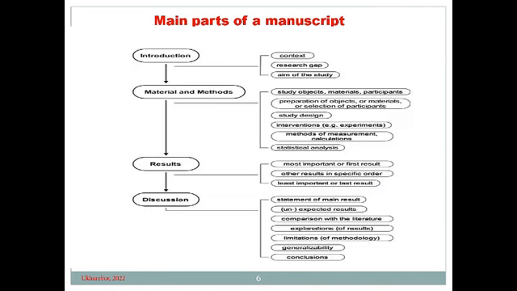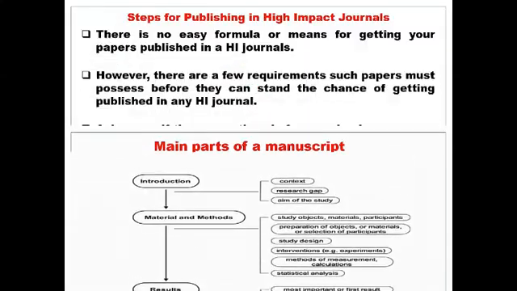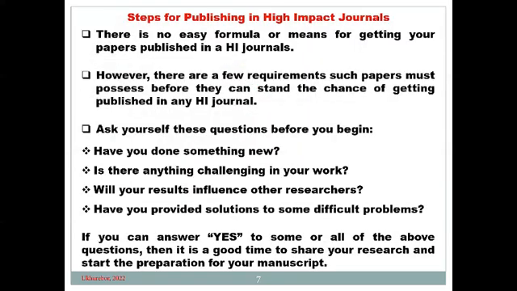I want to tell us this with all sincerity. There's no easy formula or means of getting your paper published in a high impact journal. I must tell you that. There's no shortcut. There's no easy formula. However, there are a few requirements such a paper must possess before it can stand a chance of getting published in any high impact journal.